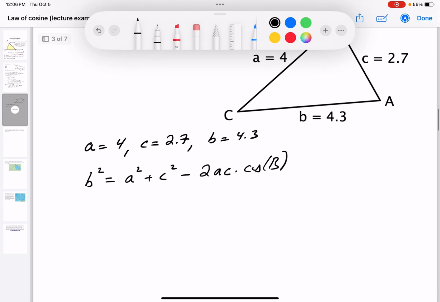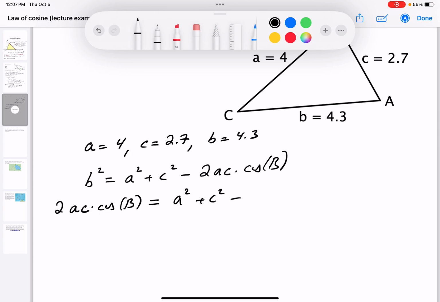Right, I need to solve for that B, though. Let me write this over here. So it's 2AC cosine of B. All I did there was I added that to both sides. And what do you get now? A squared plus C squared.